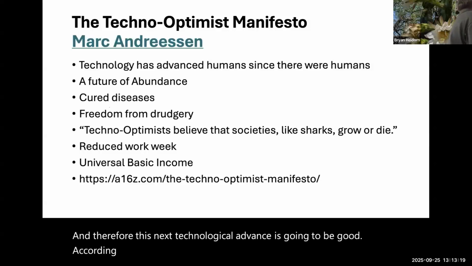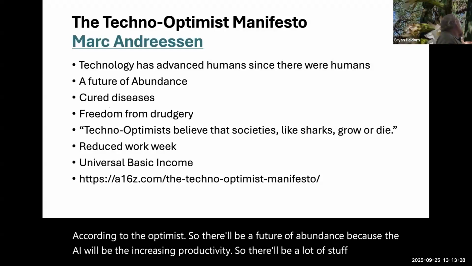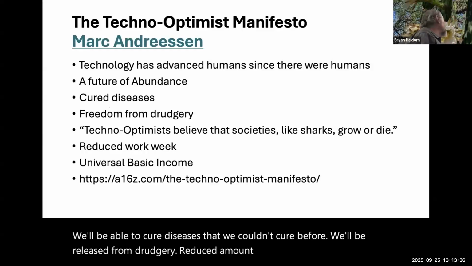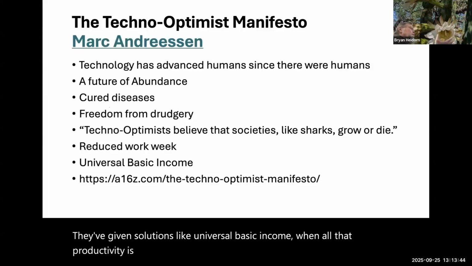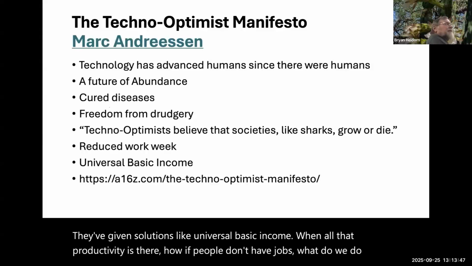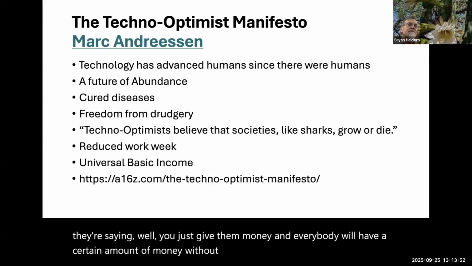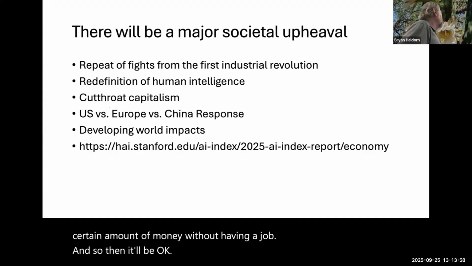according to the optimists. So there'll be a future of abundance because the AI will be increasing productivity. So there'll be a lot of stuff cheap. We'll be able to cure diseases that we couldn't cure before. We'll be released from drudgery, with a reduced amount of work per week. They've given solutions like universal basic income for when all that productivity is there. If people don't have jobs, what do we do? They're saying, well, you just give them money and everybody will have a certain amount of money without having a job. And so then it'll be okay. I disagree with that.